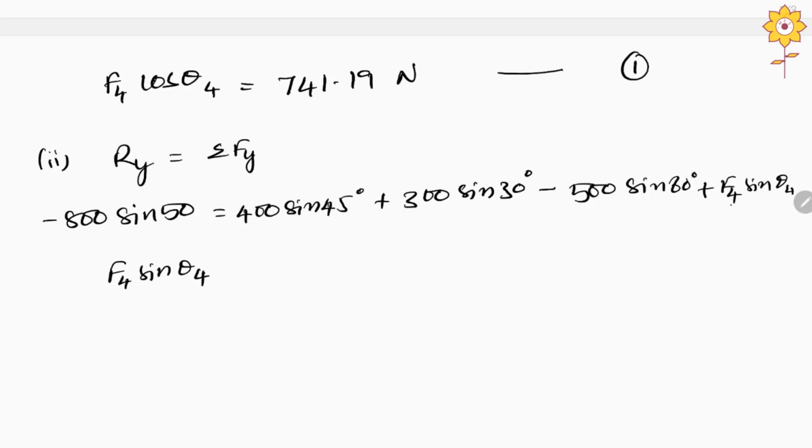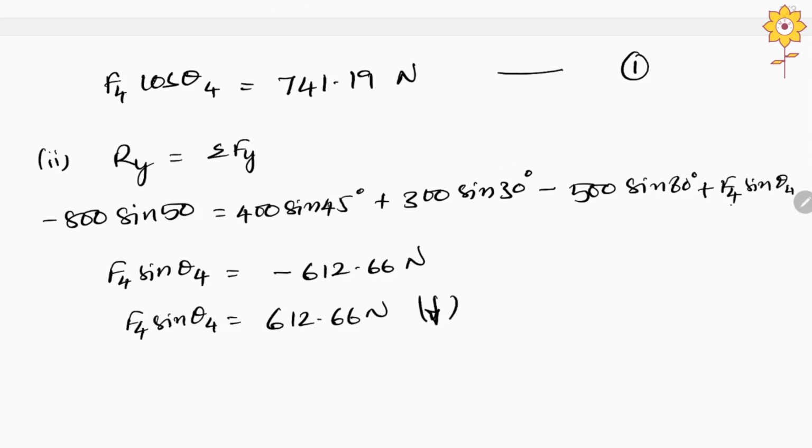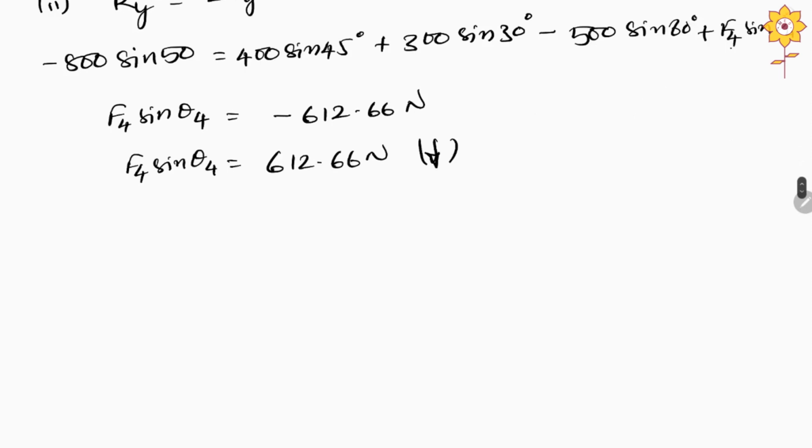We can keep it on one side and take the rest of the components to the other side. If we do this, we will get the value as minus 612.66 Newton. Okay, so again we can convert this sign to a representation, that is f4 sin theta 4 will be equal to 612.66 Newton, which is acting downward. Okay, so here also it is acting positive. Now we have to find out the value of f4. Okay, so this is your second equation.